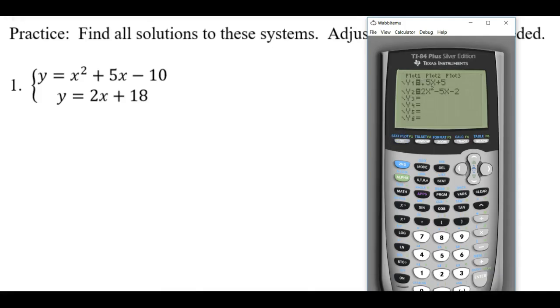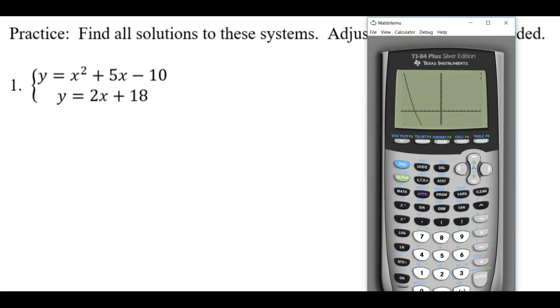So we have, once again, a parabola x squared plus 5x minus 10. And in the second line, we have a line of 2x plus 18. I like to start at zoom 6 always, graph zoom 6. Now you need both intersections on the graph. So what do I need to do to my window? Change my window to maybe like a y maximum of, let me try like 30.